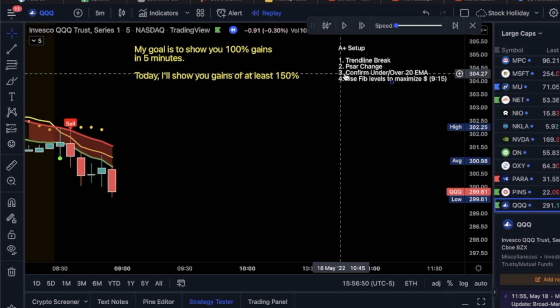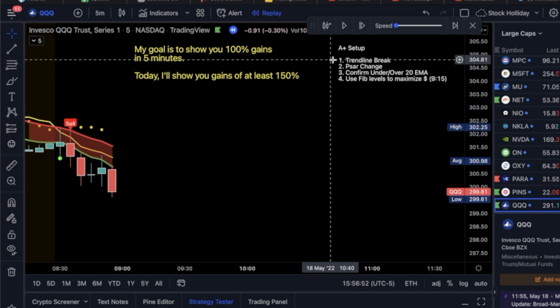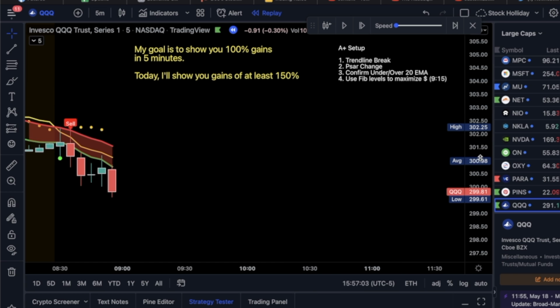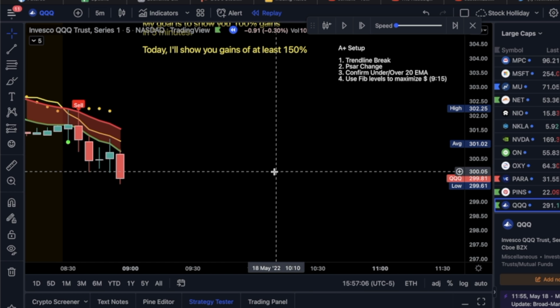So A plus setup, I'm looking for things over here with the trendline break, PSAR change, confirmation under or over the 20 EMA, and using fib levels. I'll put the video in here that talks about each one of these indicators, but I won't take your time going through every one of them right now.